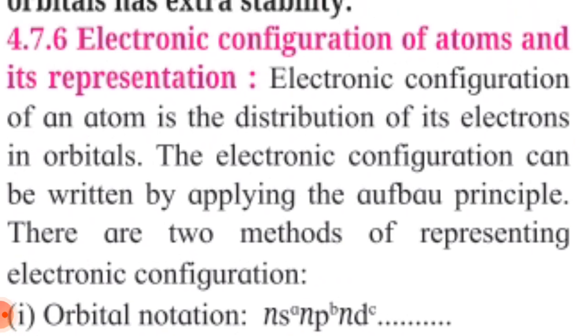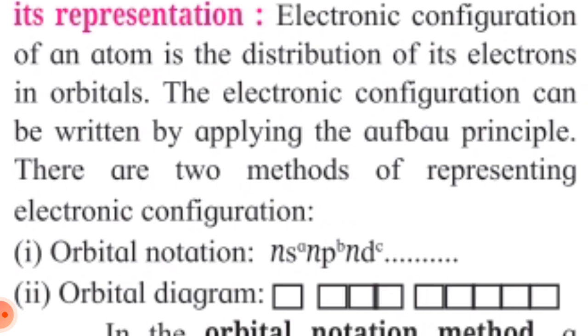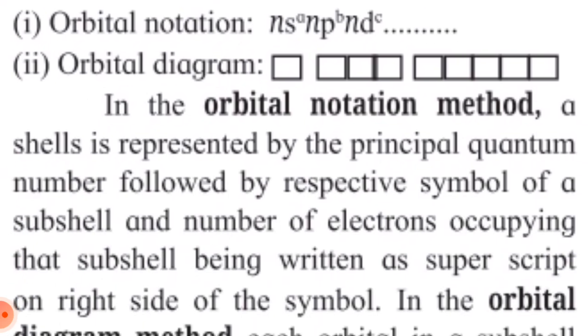4.7.6 Electronic configuration of atoms and its representation. Electronic configuration of an atom is the distribution of its electrons in orbitals. The electronic configuration can be written by applying the Aufbau principle. There are two methods of representing electronic configurations. First, orbital notation: ns a, np b, nd c.